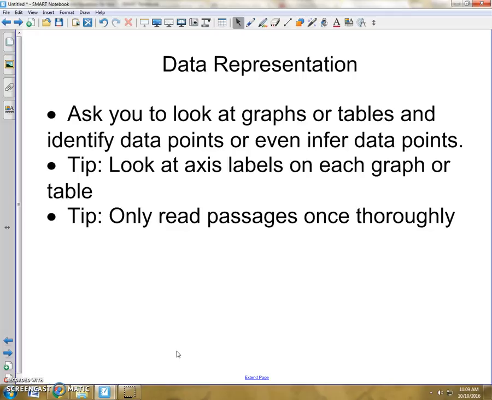Another thing, and this goes for really the first and second parts, is that there are these passages, some text, that you really only need to read once, because most of the information is going to come from outside the text. Most of the answers that you need are going to come from the graphs and tables, but on occasion there is something that is in the passage.